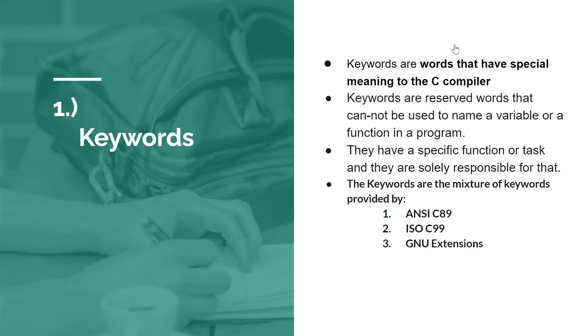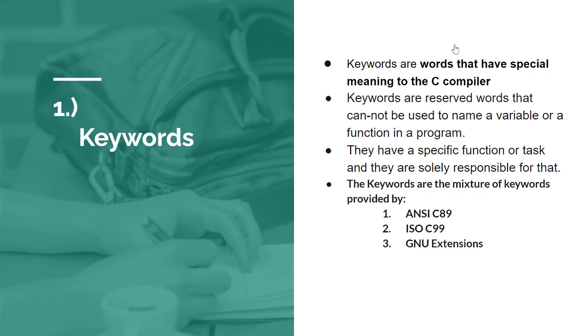Like in English, we use mango for a fruit, but when we say orange, there are two meanings, and the compiler cannot understand such words which have two meanings. You have to give a word which has a single meaning only, like mango having a single meaning. In that way, there are different keywords, each having its own meaning, and they are used for a specific work or specific task or function, and they are solely responsible for that task.